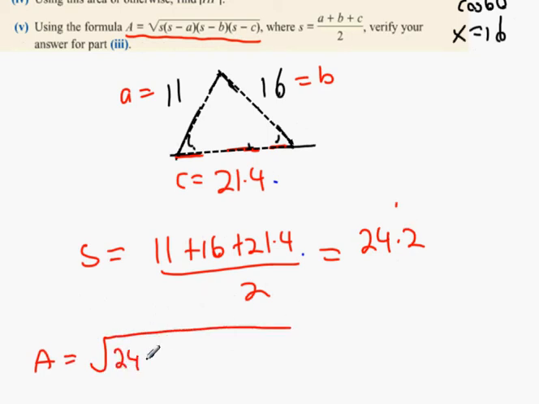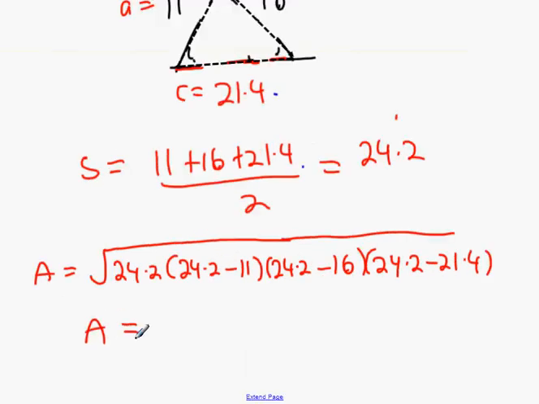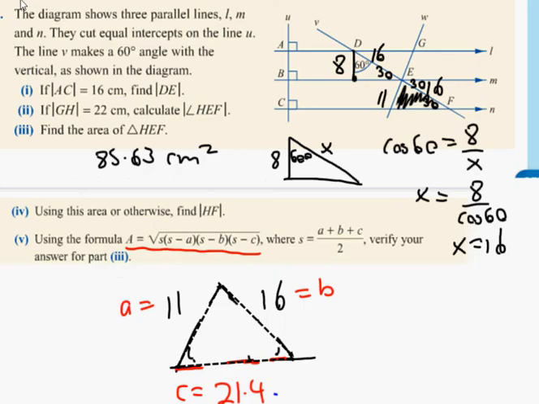It's going to be 24.2 multiplied by 24.2 minus 11, by 24.2 minus 16, and by 24.2 minus 21.4. Put that all into the calculator. It should turn out to be 85.64, roughly what the area was last time. So there you go, two different ways of getting the area of a triangle: half AB sine C, and that formula there. You probably need to practice that one again.